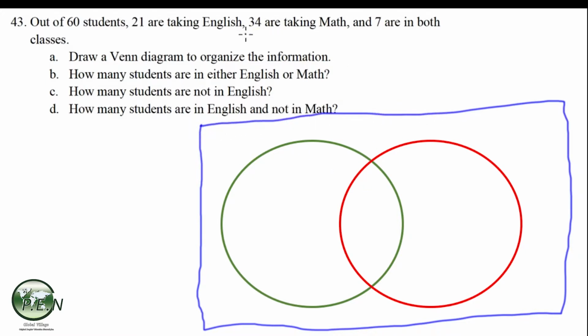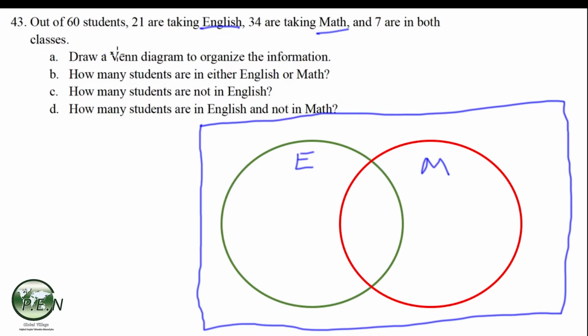Okay, let's look for our two groups. We've got some that are taking English class and some going to math. So we label these one math, one English. Any English students will be inside the green circle, math students will be inside the red circle.